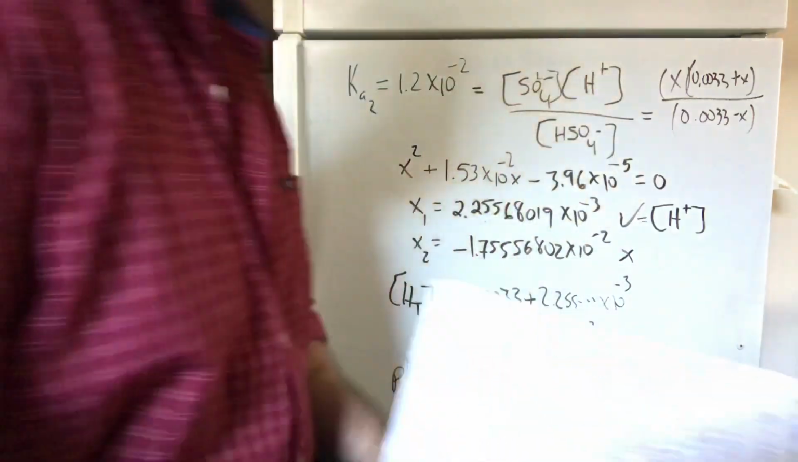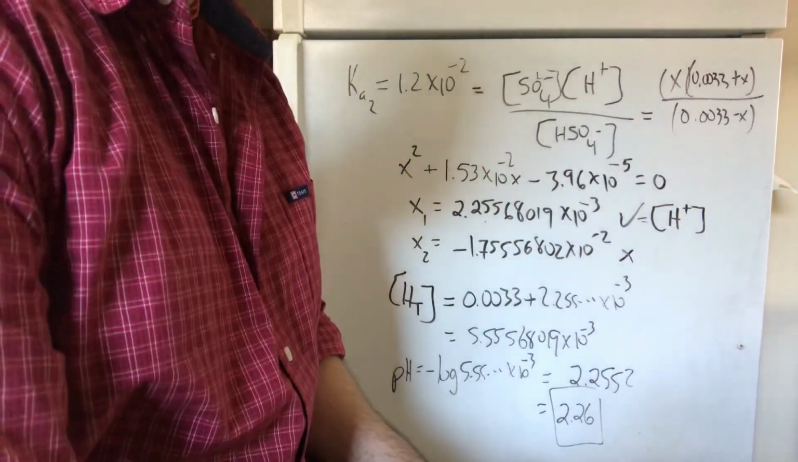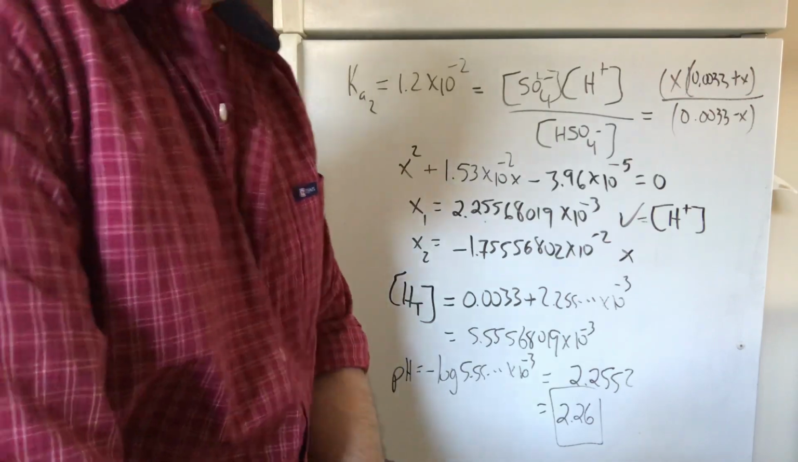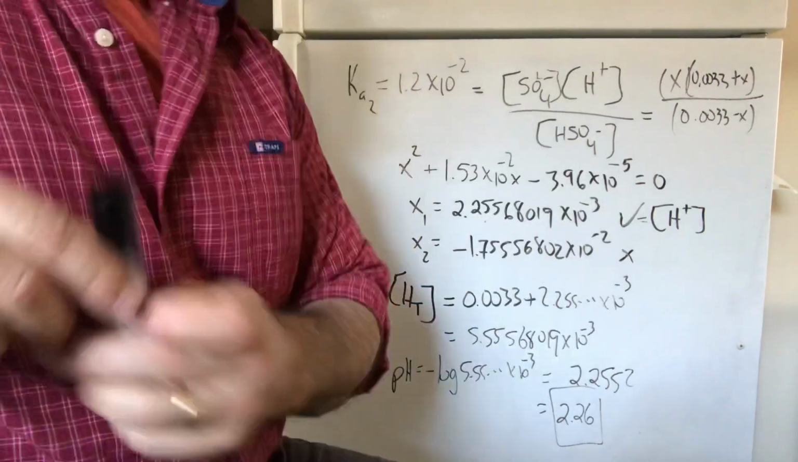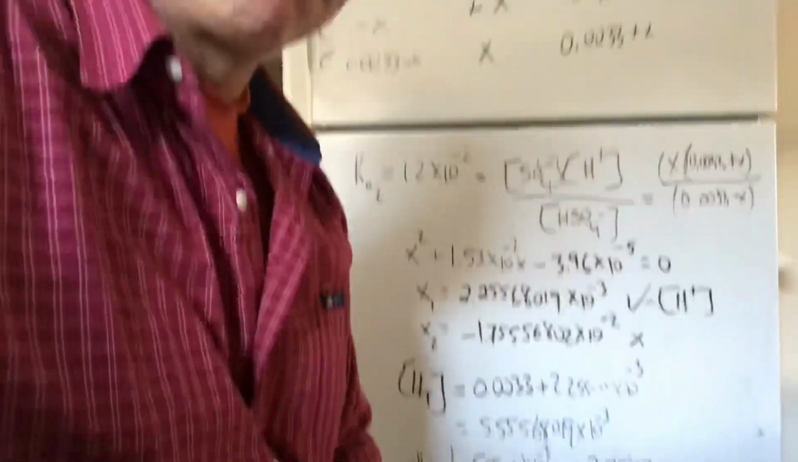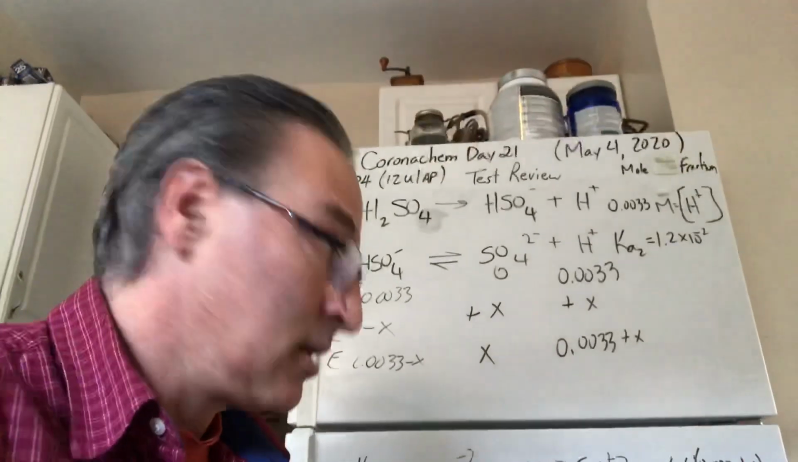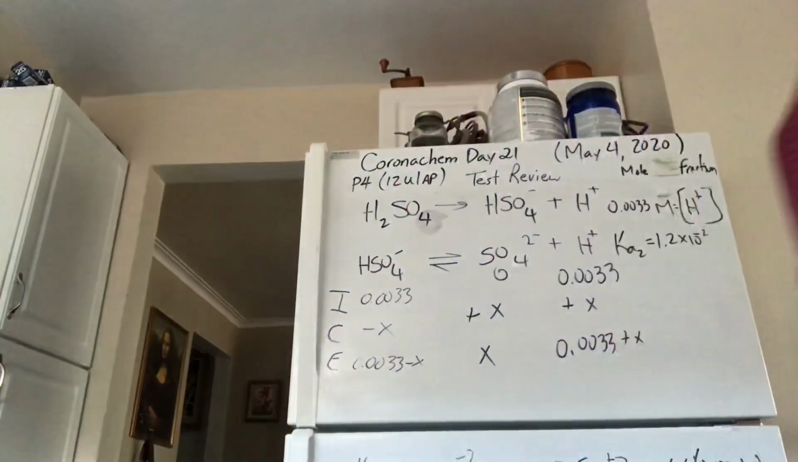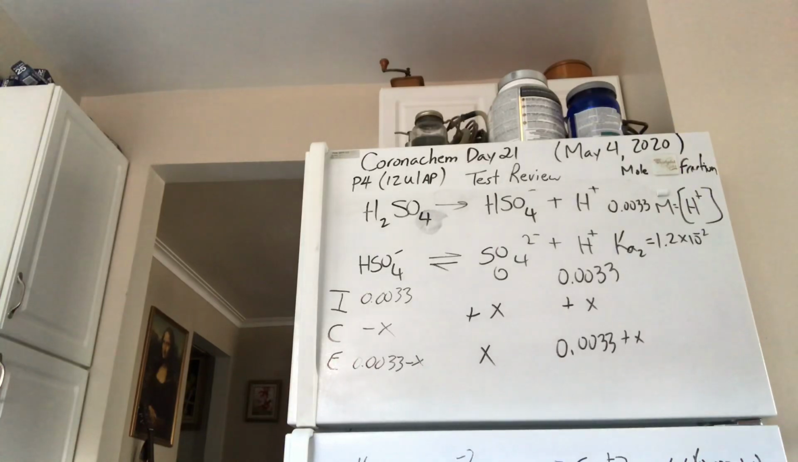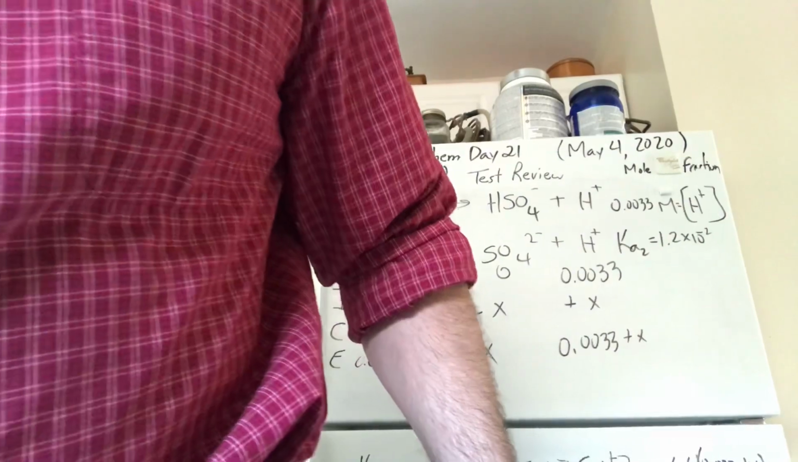That's the pH for a 0.0033 molar sulfuric acid solution. I've got one last thing I want to do with you, and that is review the answer to the page 743 practice example. So that's on 743. Let's go there.